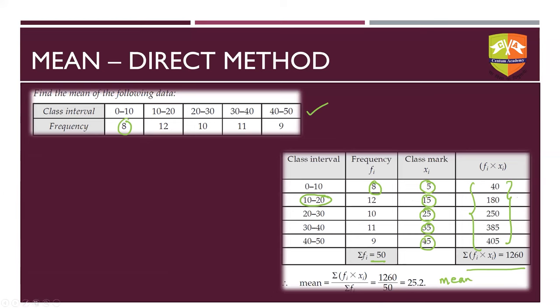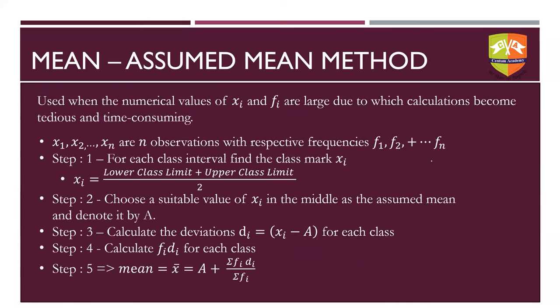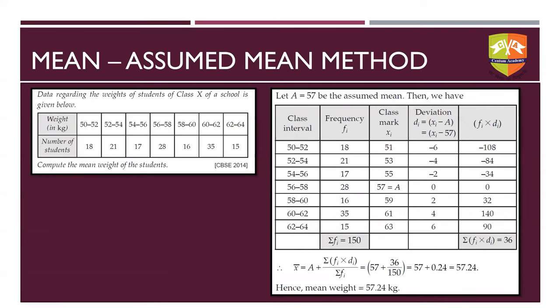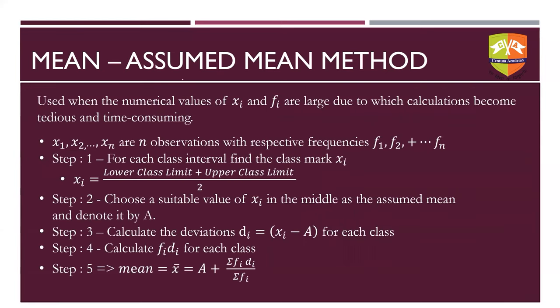Okay. Now, the next process is the assumed mean method. Let me explain through an example, which will make much more sense. What is assumed mean and why do we use it? Assumed mean is used when the numerical values of Xi and their frequencies, if you multiply them, the product is too high. The calculation is a very big multiplication.